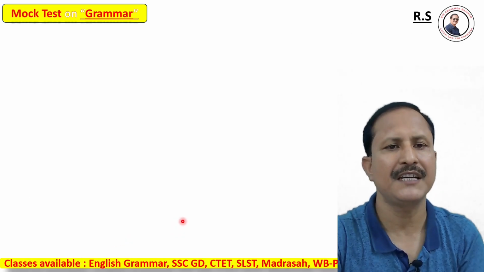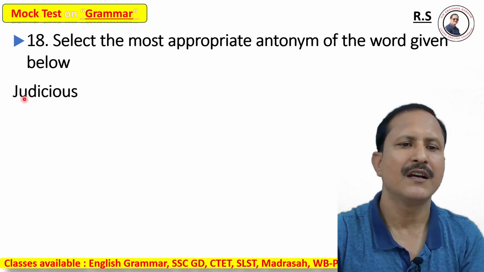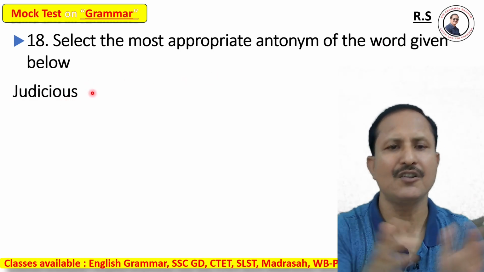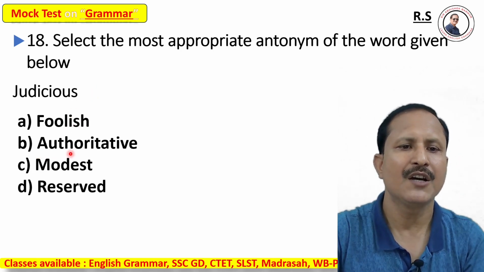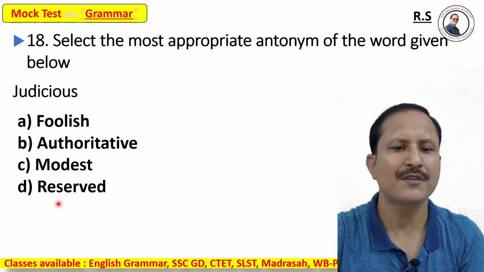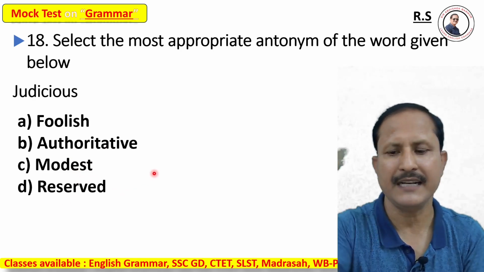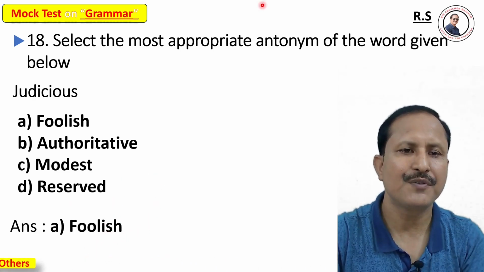Now, question number 18. Select the most appropriate antonym of the word given below. Judicious. Options: option A, foolish. Option B, authoritative. Option C, modest. Option D, reserved. The correct answer is foolish.